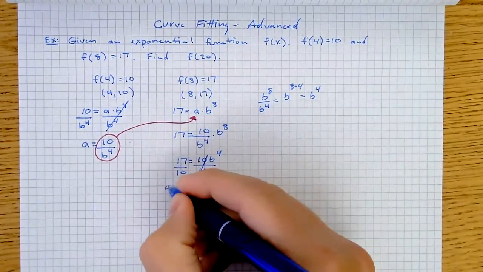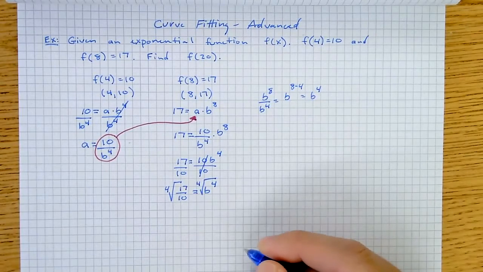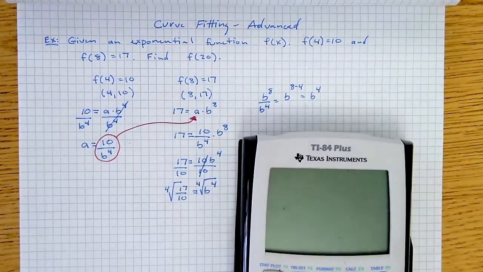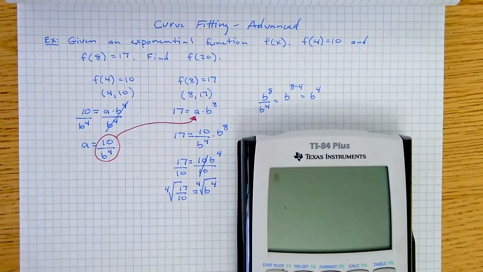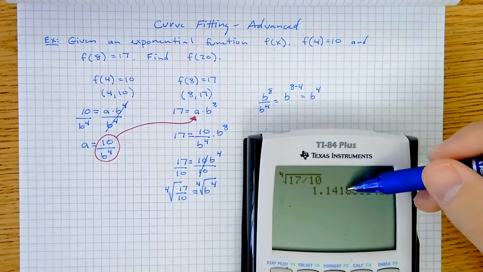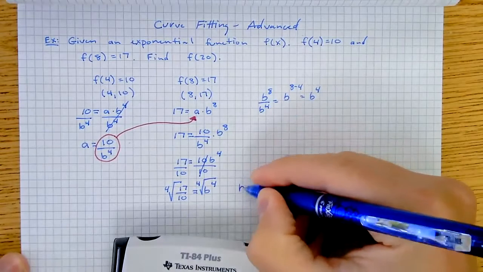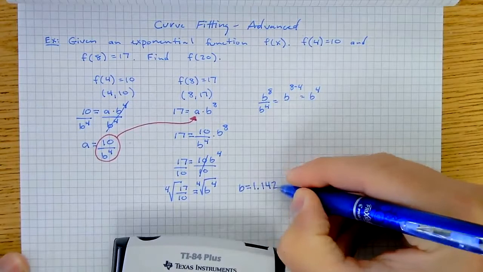And we take the 4th root of both sides. Okay, so now this is where it's going to differ from what we've done in the past because this is not going to equal anything nice. All right, so 4th root of 17 divided by 10. Okay, we'll just cut it off at 3 decimal places. So b is 1.142.